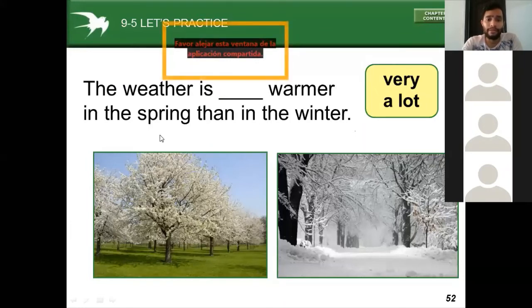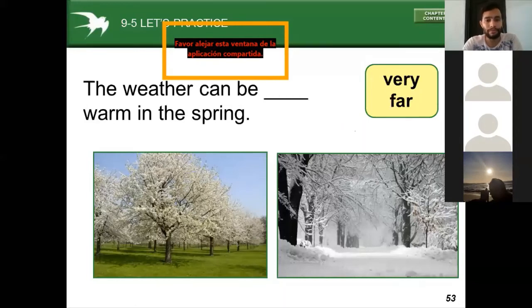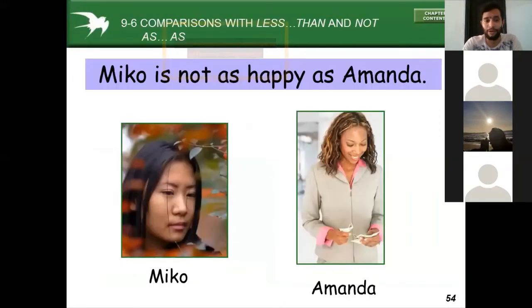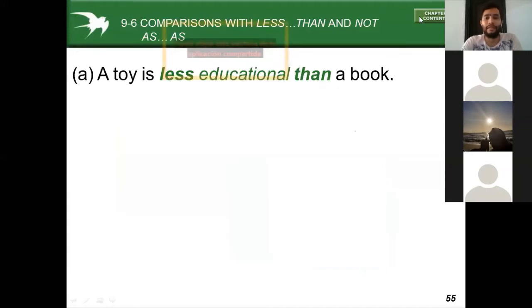The weather is? A lot. All right, a lot. Good. A lot warmer than in the spring. How about this one? The weather can be? Very. This is a normal sentence, right? So I can use very. It's a normal sentence. All right. Very, very good.